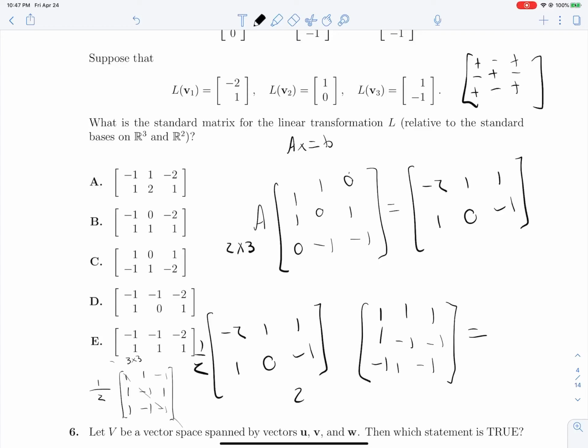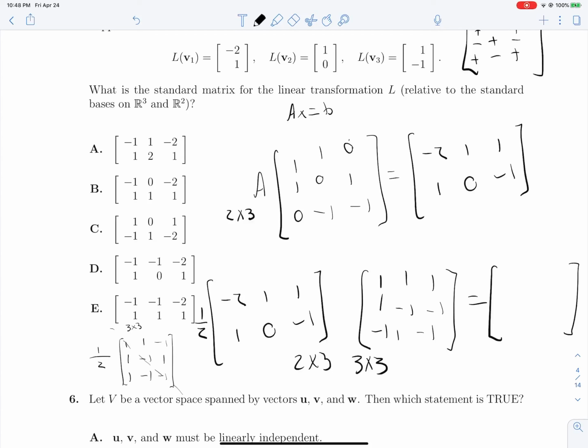This is a 2 by 3 times a 3 by 3, so we get a 2 by 3 output. And what will we have? So computing the entries of this matrix, we will see that we get -2 plus 1 minus 1, so -2, divide that by 2, we get -1. Then below that we get 1 plus 0 plus 1, which is 2. Divide that, we get 1.